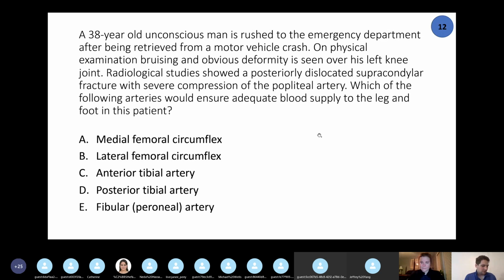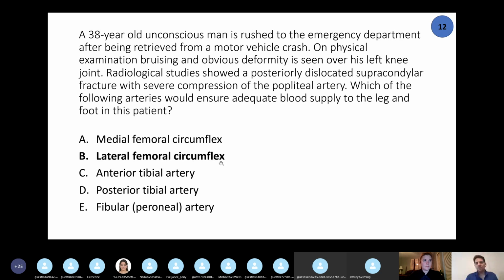All right, so y'all are good with this. Let's go forward. Popliteal artery, very important, going to give blood supply to the lower limb, past the knee. So here, the anastomosis or collaterals is going to come from the lateral femoral circumflex. Remember, the medial femoral circumflex is compromised when you have that intracapsular femoral head injury.